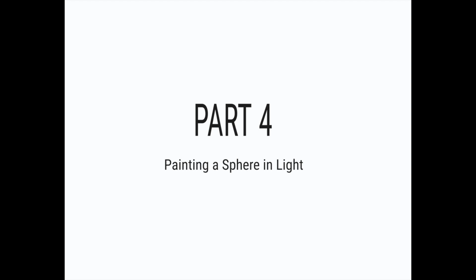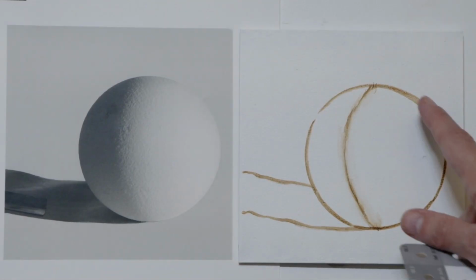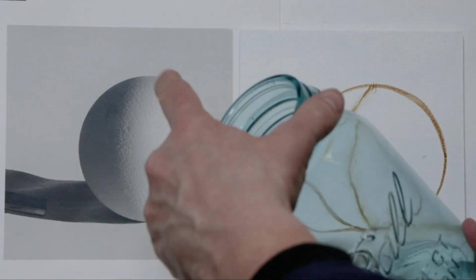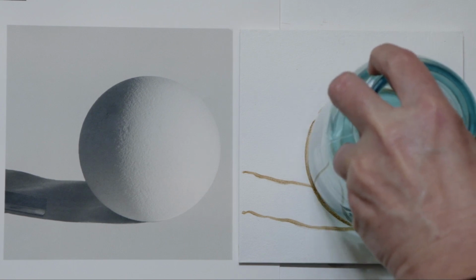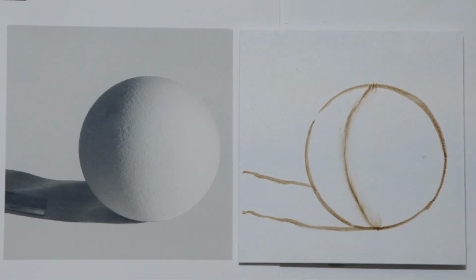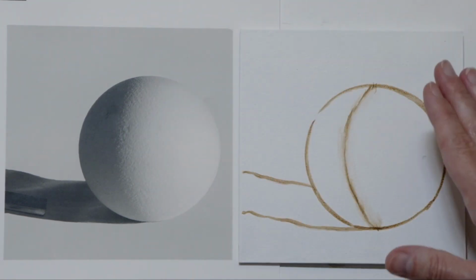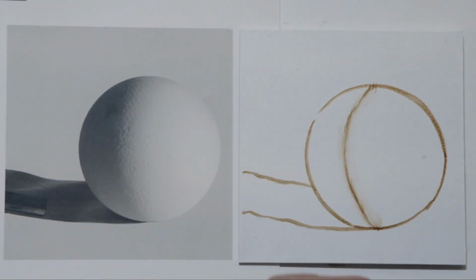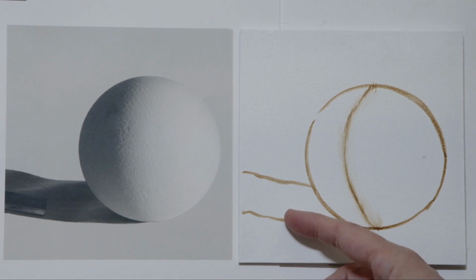Part 4, painting the sphere in light. We have our image here and it's already drawn. I found this ball jar, which is exactly the right size, and traced around the jar with raw umber on my brush. I've made this image available with a gridded version on my blog. So we have to make some choices here.